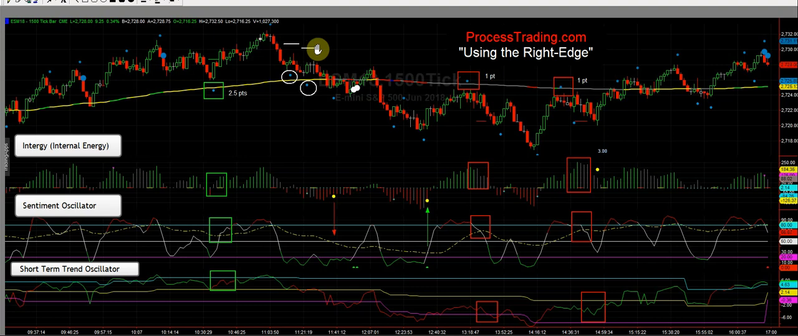That is part of the process trading right edge system that has you buying into strength. At the same time, if it doesn't show strength, it's going to keep you out of the trade.